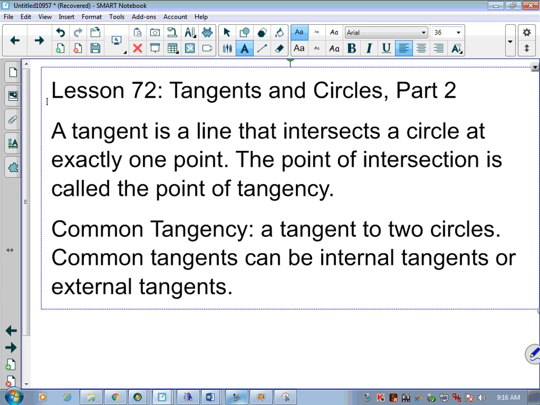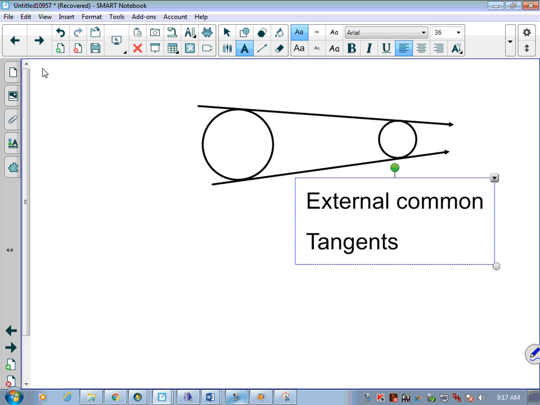A tangent to a circle is a line that touches a circle at exactly one exterior point. So if we read that, a tangent is a line that intersects the circle at exactly one point, and the point of intersection is called the point of tangency. A common tangent is whenever a tangent is tangent to two circles, so one line tangent to two circles. So it's going to touch two different circles at one point on each circle. Common tangents can be internal tangents or external tangents, in which case I'll show you an example of internal and external. That's an example of an external common tangent.